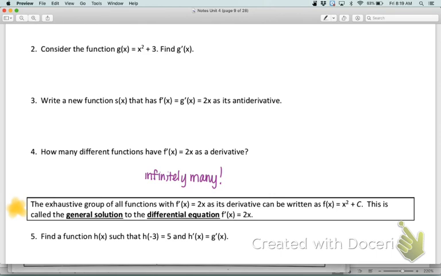This whole group of all functions with f prime of x equal to 2x as its derivative, we can write as f of x equals x squared plus c. That c represents just any arbitrary constant. We saw the first example, c was 0. The second example, c was 3. The example that I created, c was negative 9, but it could be anything. And this is called the general solution to the differential equation, f prime of x equals 2x.